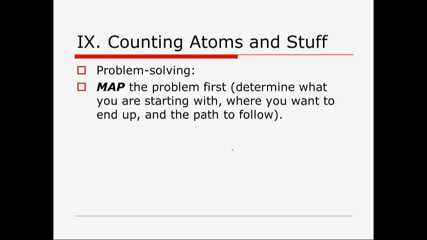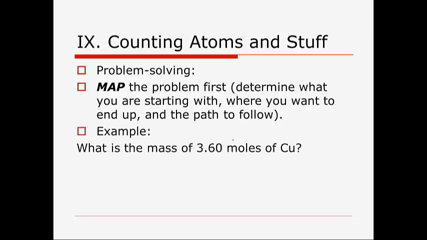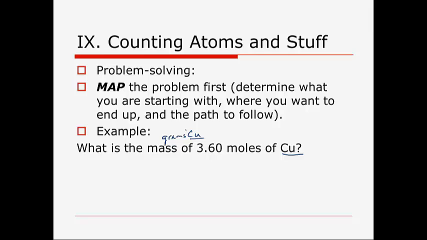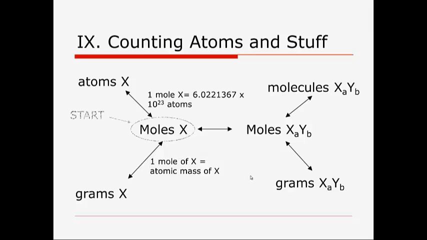Okay, so an example. What's the mass of 3.60 moles of copper? The mass means I'm looking for grams of copper. Okay, get into the habit of writing out what the substance is. Okay, so where am I starting at? I want to end up at grams of copper. This is my starting quantity. Okay, so I'm starting there and I want to end up there. So it's a simple one-step direction.